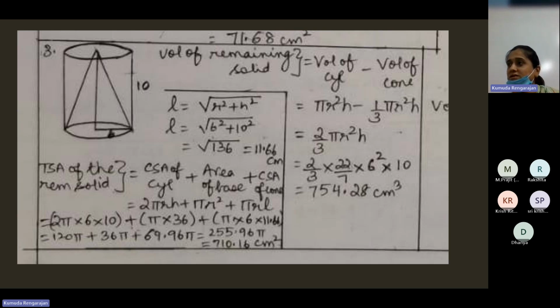So where all will you paint? CSA of the cylinder, the base circle of the cylinder, and if you look into the cylinder from the other end, you can see a conical cavity. You should paint that also. 2 pi RH plus pi R square plus, inside, pi RL. These are the three surfaces that are available to be painted in the remaining solid: CSA of the cylinder, area of the base, and the CSA of the cone.